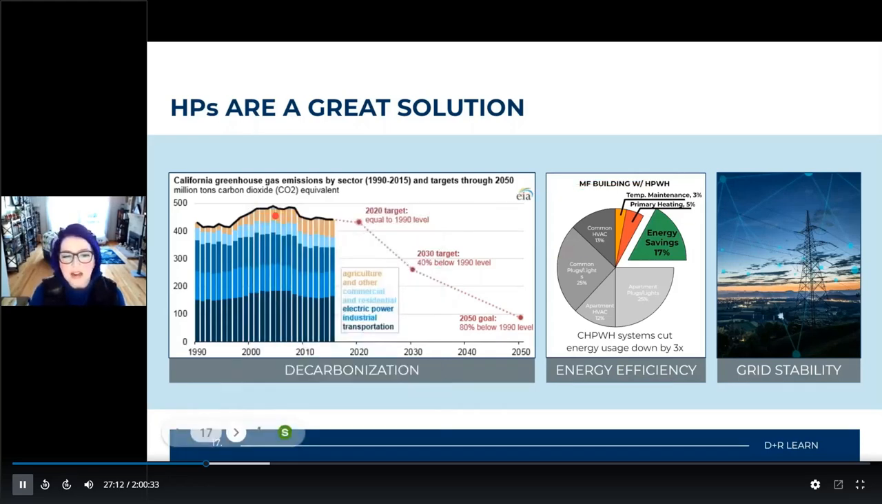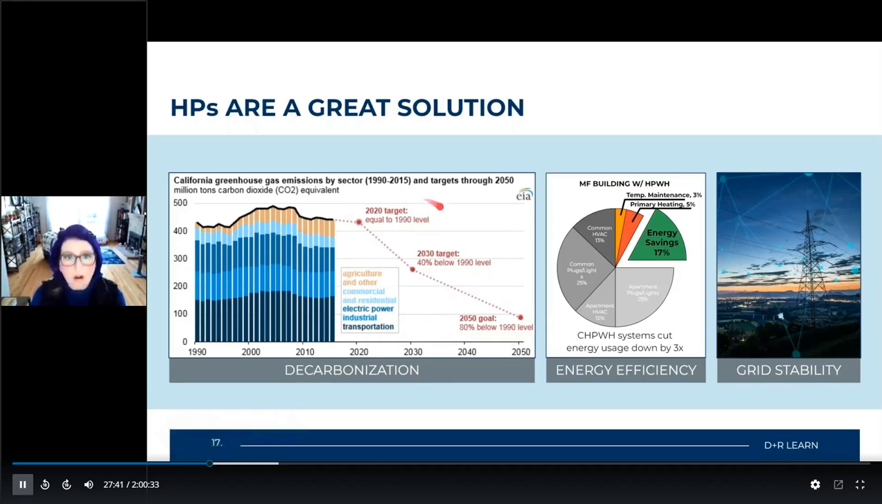On the left side is a graph from the U.S. Energy Information Administration showing our federal and state, for this one it's California, decarbonization goals for 2050. They're pretty ambitious. This is nothing new. It has been around for about 5 years now, and those goals really haven't changed. We're still trying to achieve net zero carbon by 2050.